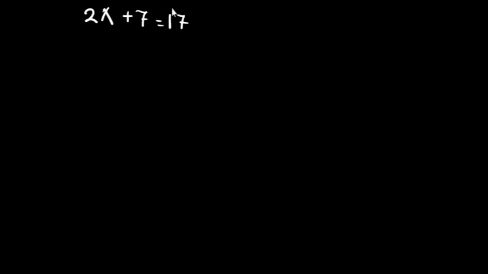2x plus 7 equals 17. One of the most interesting methods in solving two-step problems or one-step problems or multi-step problems is identifying the problems. The problem is here, plus 7 first, and then x is multiplied by 2. So these are the two problems that I have to get rid of to find the value of x. So first, plus 7.